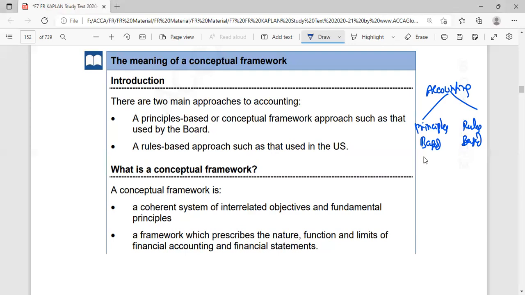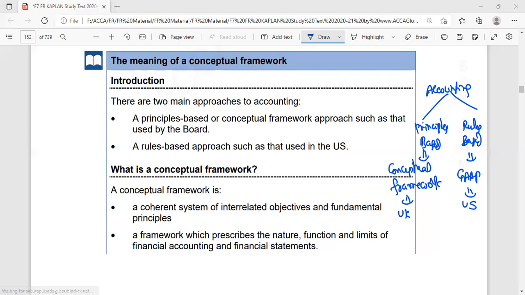Generally, the conceptual framework follows the principles based approach, and in case of gaps we follow the rules based approach. Generally, the rules based approach is followed in the US, while the conceptual framework is used in the UK, and the majority of the countries follow principles based accounting. Then what is meant by the conceptual framework?